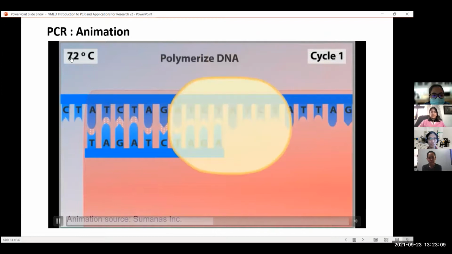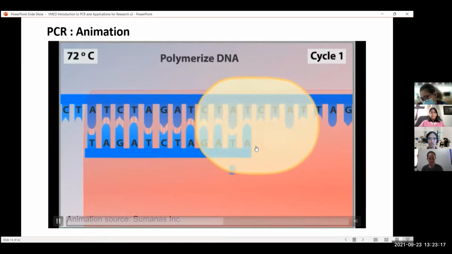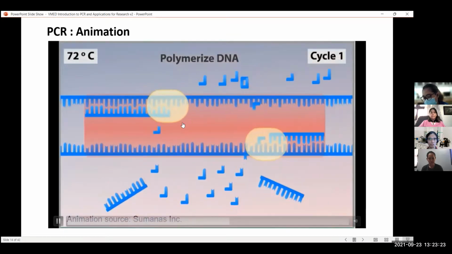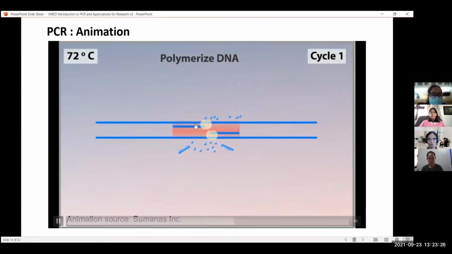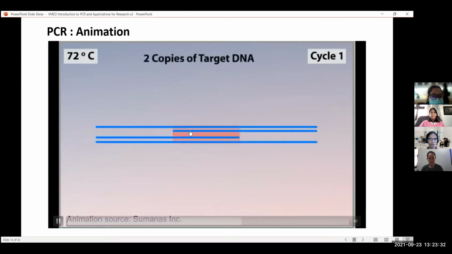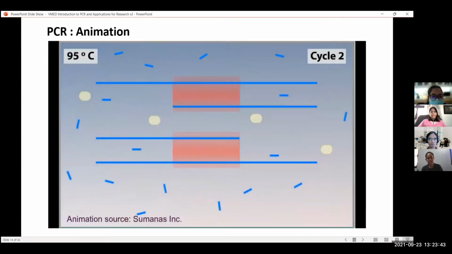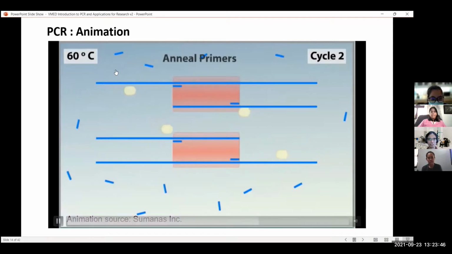Afterwards, temperature is raised to 72 degrees Celsius, which is the active temperature of the Taq polymerase. And what it will do is it will add the building blocks of the DNA one by one. So you see that one strand will become two strands. After one cycle, you have two copies of DNA from one copy. Then you will repeat the cycle for usually 25 to 40 times.